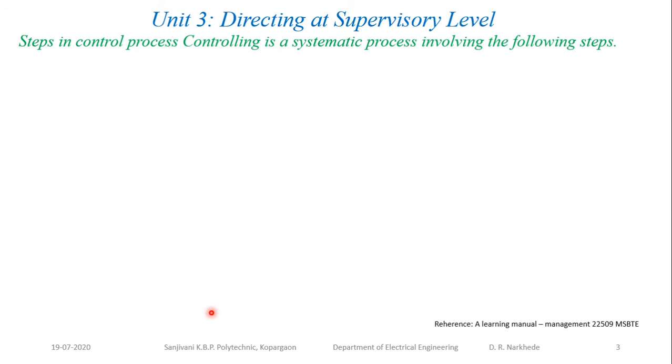Now what are the steps in the control process? OK, controlling is a systematic process involving the following steps.